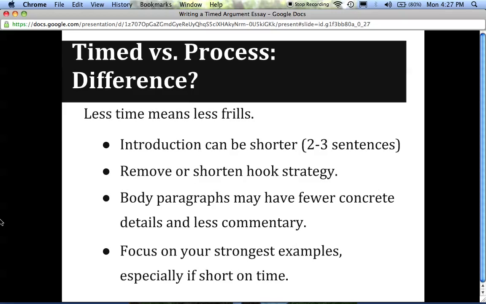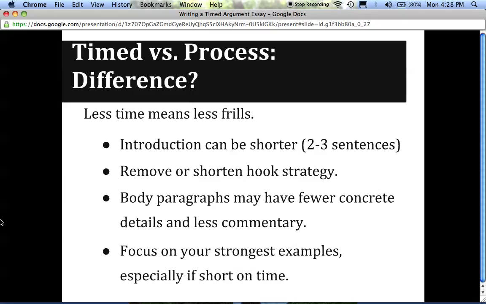Clearly, you're not going to have access to a Google search to look for a quote, so those strategies will be more challenging. So really, if you have one statement that relates to the topic and grabs your reader's attention, and then your thesis statement, you're done with your intro. Your body paragraphs may have fewer concrete details than you're used to and may definitely have less commentary.